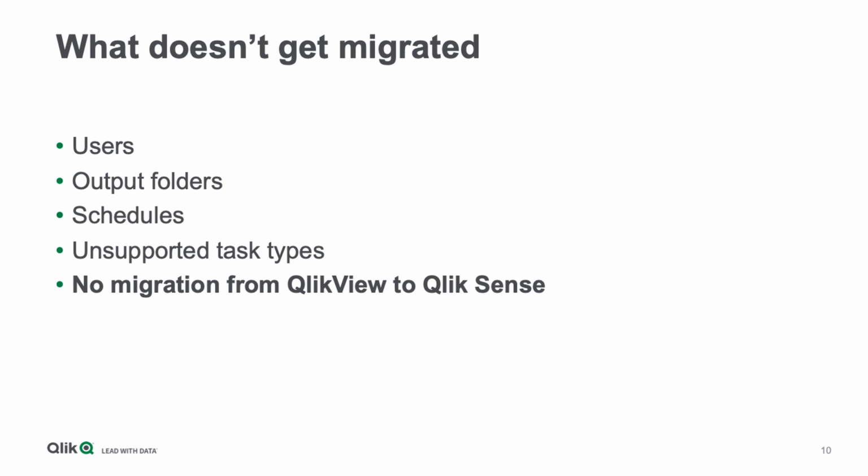Also not migrated would be output folders. Output folders could exist as a user in NPrinting 16. Instead, in NPrinting 19, we have a new concept of destinations, so you can still use an output folder for report delivery. You'll just have to manually recreate it in your new version.